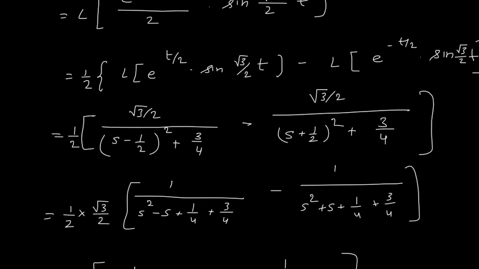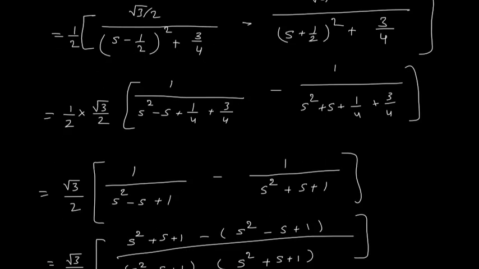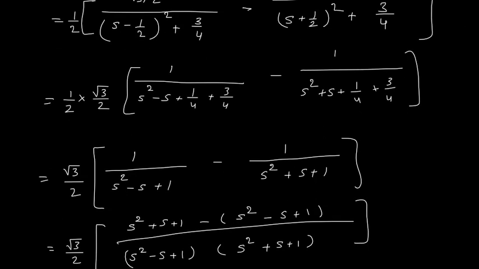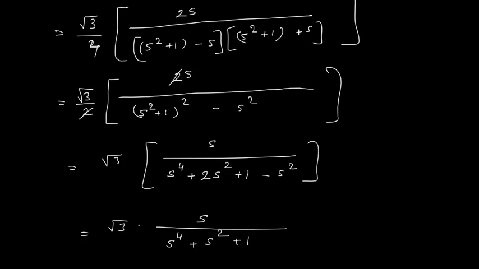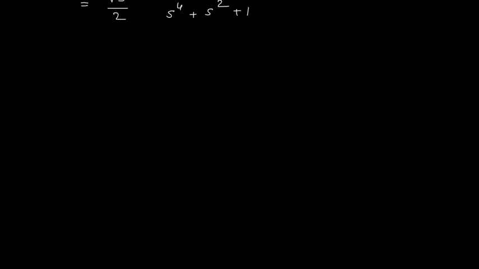Okay, here it is. Root 3 by 2 is here. So root 3 by 2 we have taken common. Okay, so this 1 by 2 into root 3 by 2 is not root 3 by 2, it is root 3 by 4. This is root 3 divided by 4, and then it will cut and we will get 2. So now I have root 3 divided by 2 into s upon s power 4 plus s square plus 1.